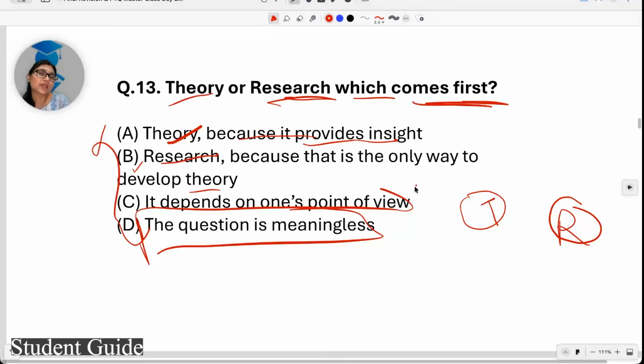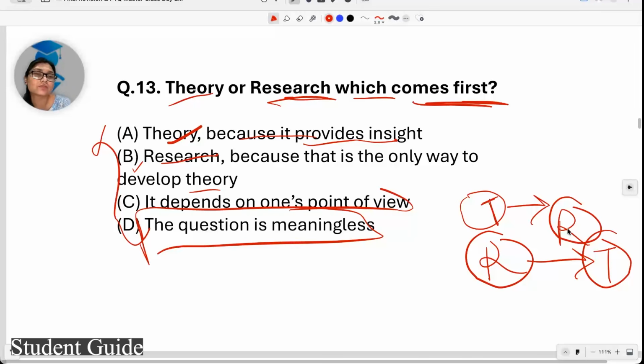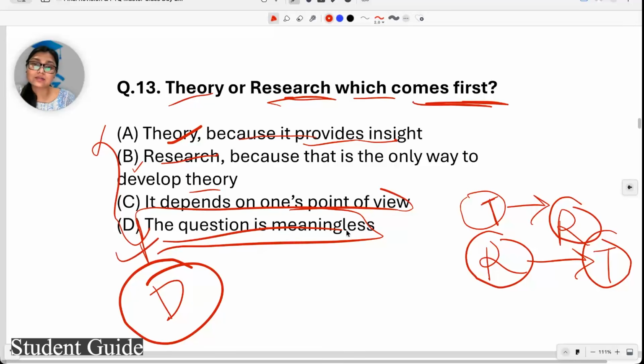So you cannot say something comes first, because there may be some theory and after that you are doing some research to prove those theories, and for example there may be a research and after the research you may get some theory. So these are two different things related to each other, but you cannot say something is first or some portion is last. That's why option D is the correct one, as it says the question is meaningless, and as these are PYQs, you need to think about it logically.